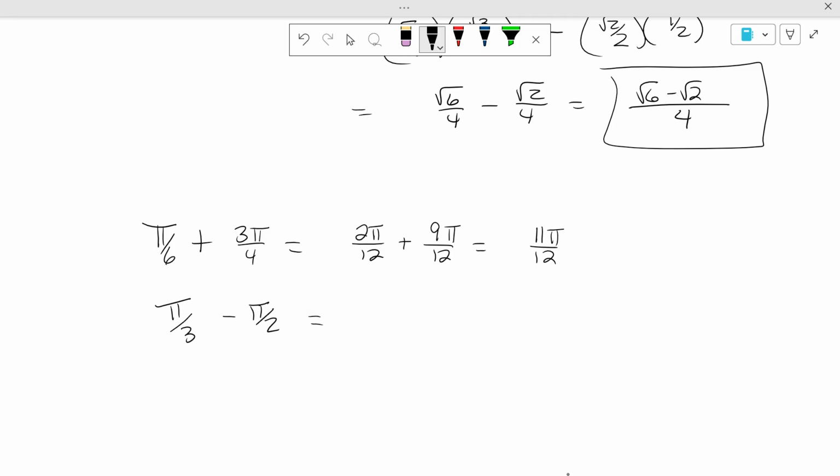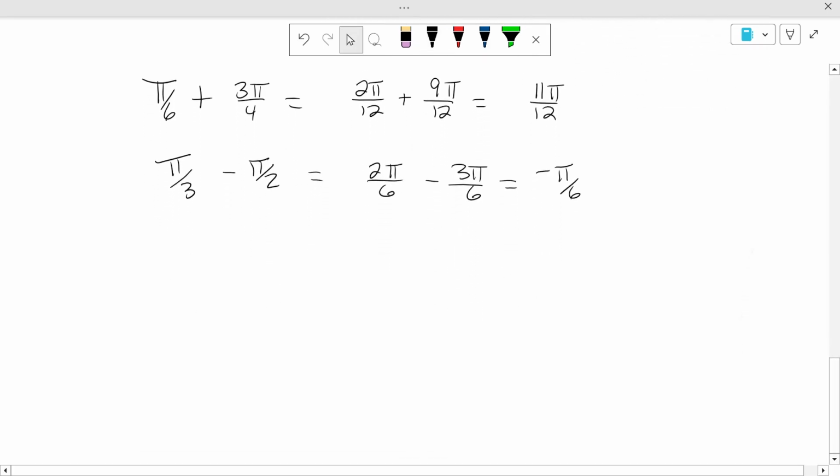So to get 6, this is 2 pi over 6 minus 3 pi over 6, which is minus negative 1 pi over 6. Okay? So you can see how we can add and subtract to get certain numbers. Okay? All right.